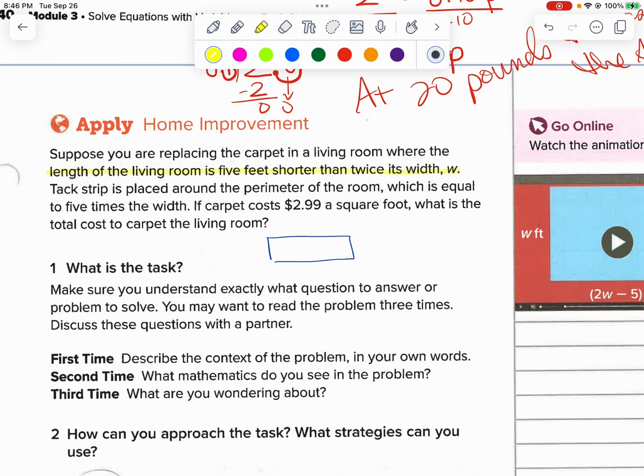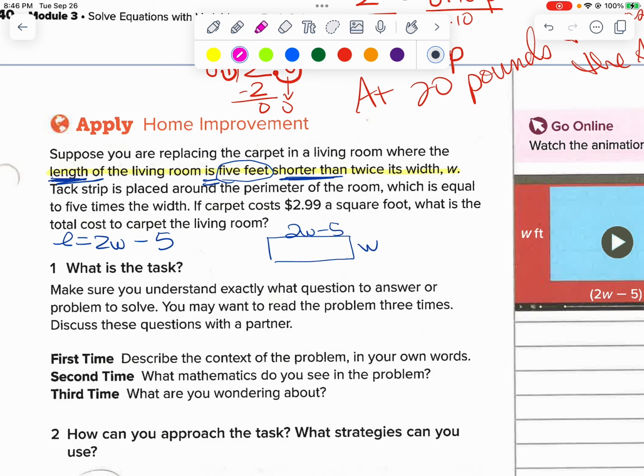Then it says a tack strip is placed around the perimeter. Well, before we even do that part, let's look at what we just said. It says the length of the living room is, that's an equal sign. So the length is 5 feet shorter. Well, what does shorter mean? Shorter means smaller or subtraction. Twice the width. So my length is going to be 2W minus 5. My width is going to be W. Okay, so first things first, I have to draw my picture and figure out the length and the width.